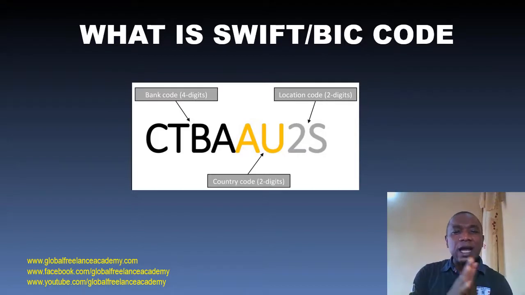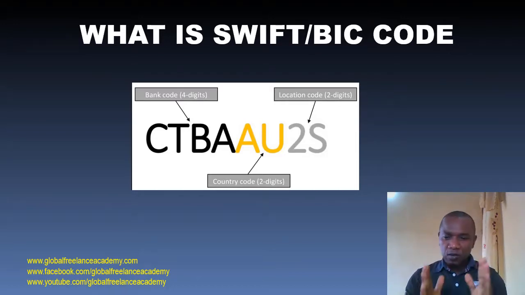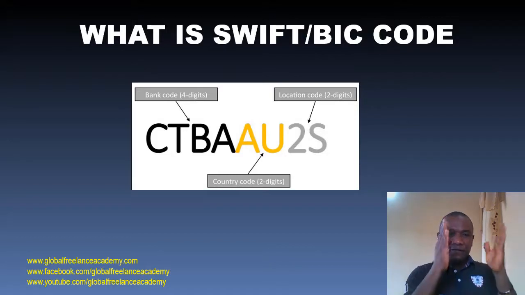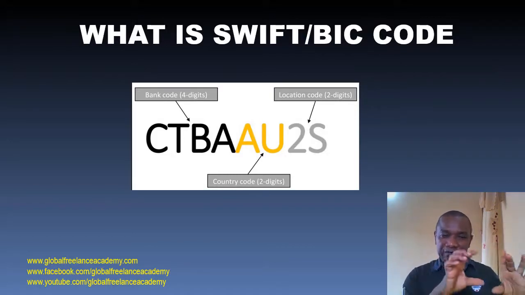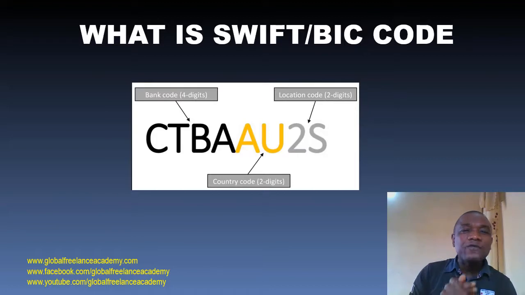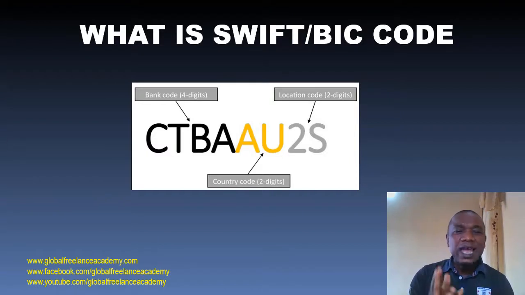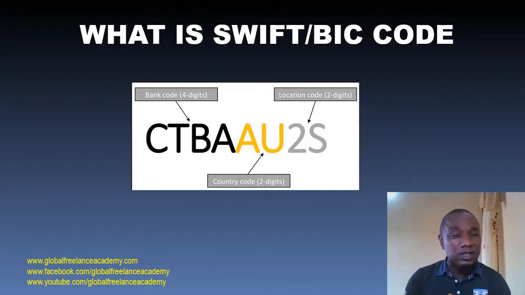So this is actually the 8-digit number of a Swift or BIC code. In other words, of the 8-digit number, the first 4 characters actually stand for the bank code. You understand? That one represents which bank it is in that particular country. Then the 2 characters following actually represent the country code, which represents the country where the bank exists.